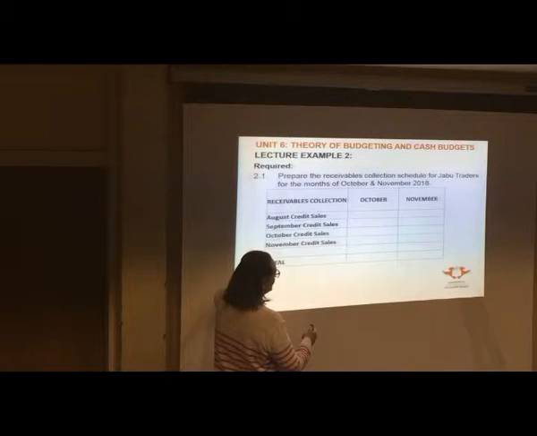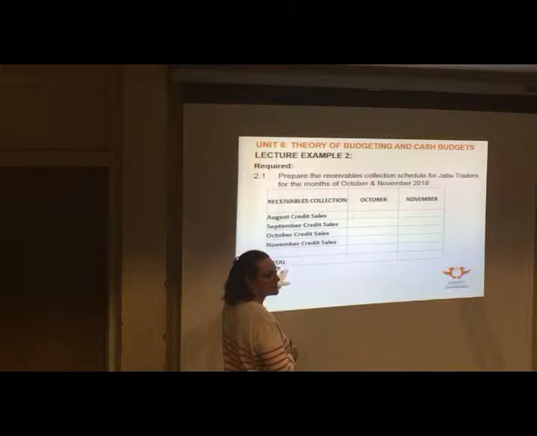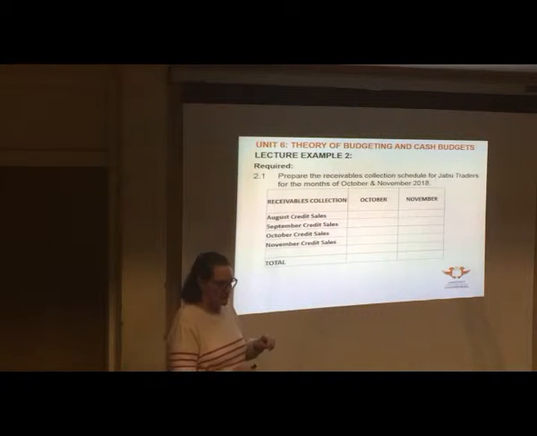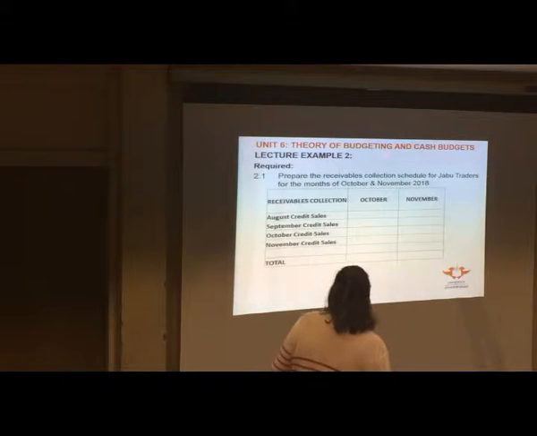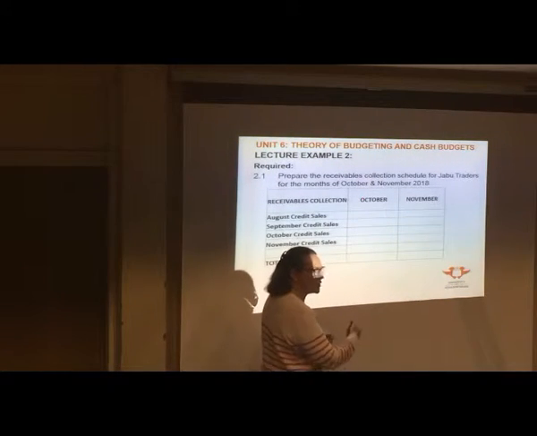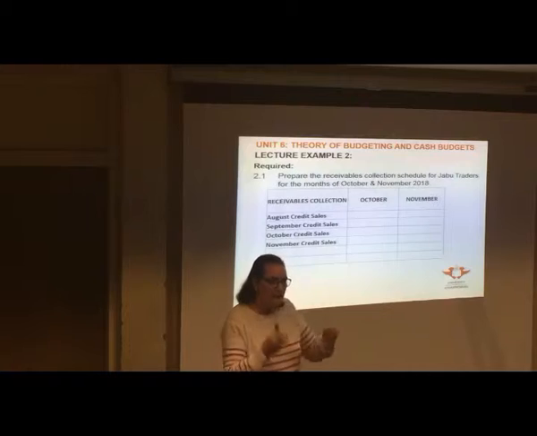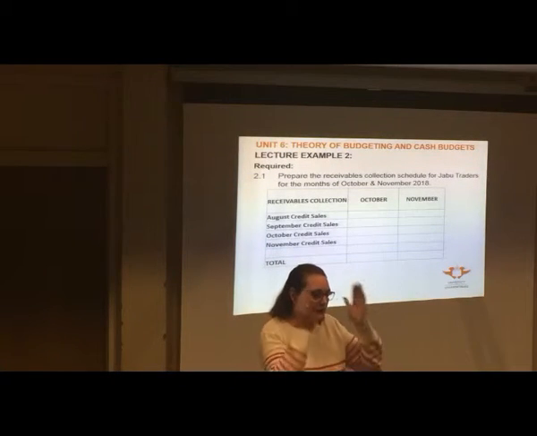So here, under your workings, is 310,000 times 50%. It all goes under October. We're looking at the October cash inflow. We're looking at the money we're going to get in October.